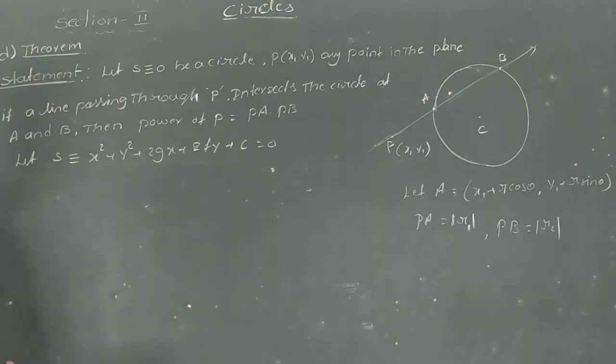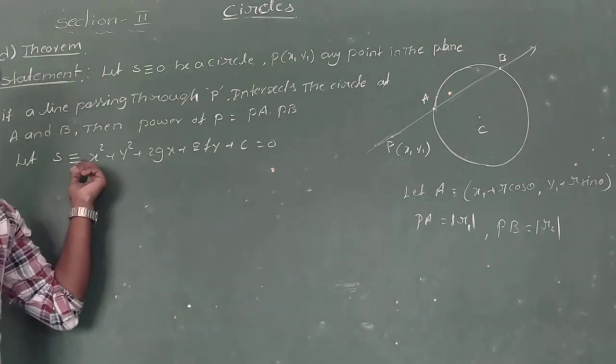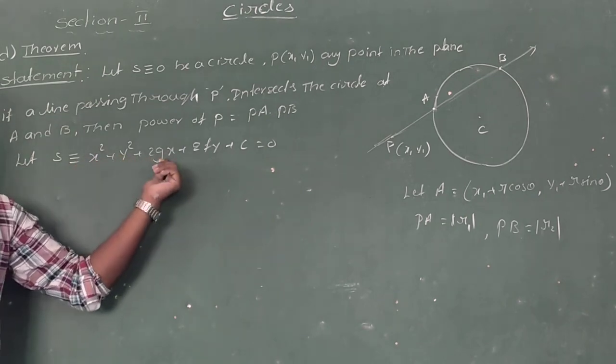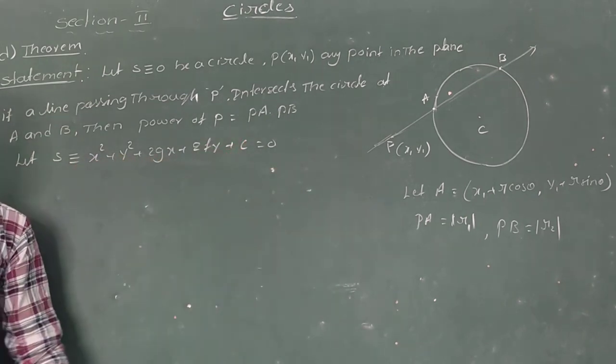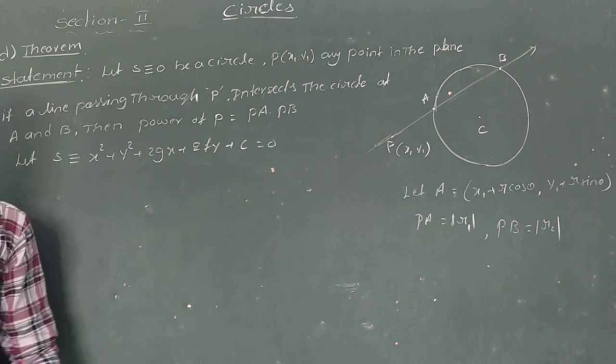Okay. Let S be the general equation. We know x square plus y square plus 2gx plus 2fy plus c is equal to 0. So that is the general equation.